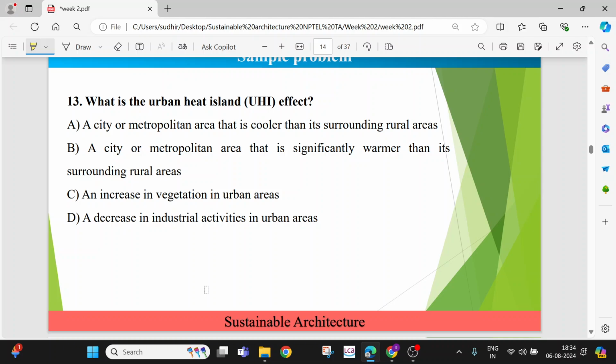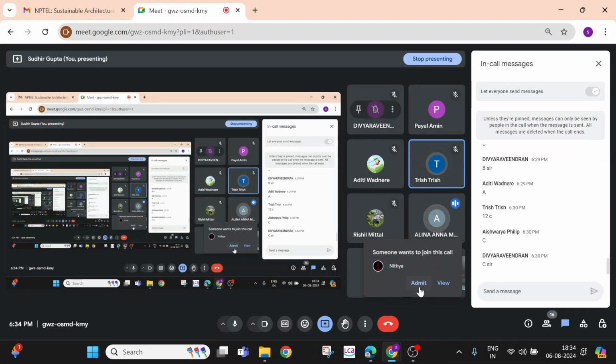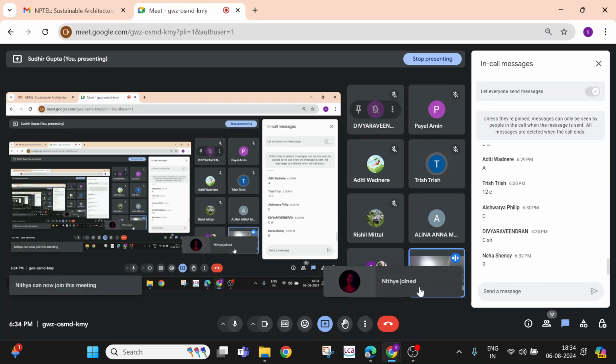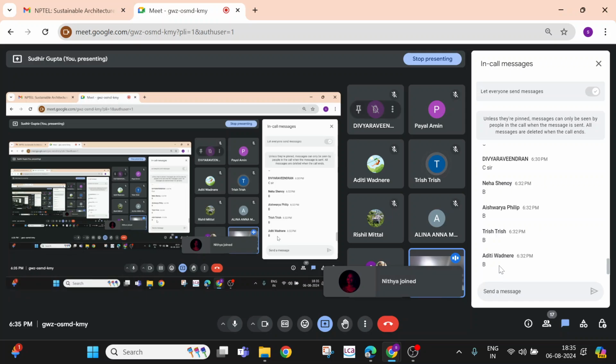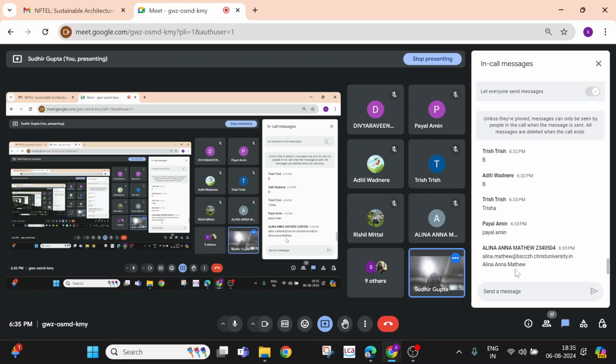Urban heat island. Someone else is joining? D, sir. Option B. So all of you try to join within 5 minutes, and whoever has joined is requested to write their name and give attendance for today's week 2 problem solving session.